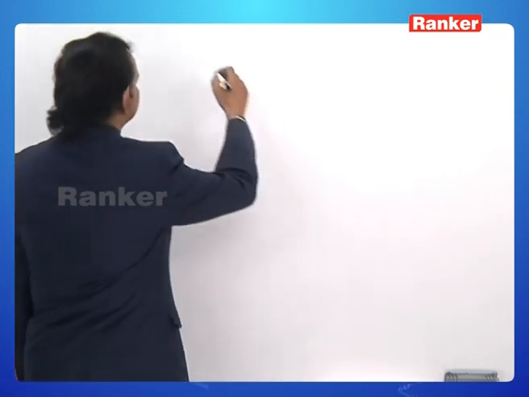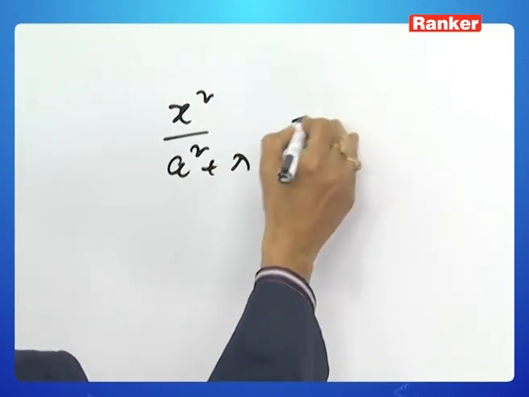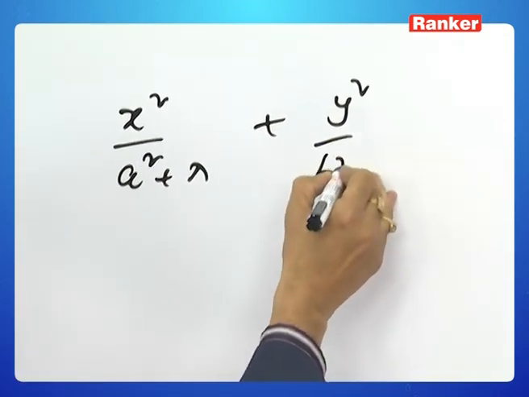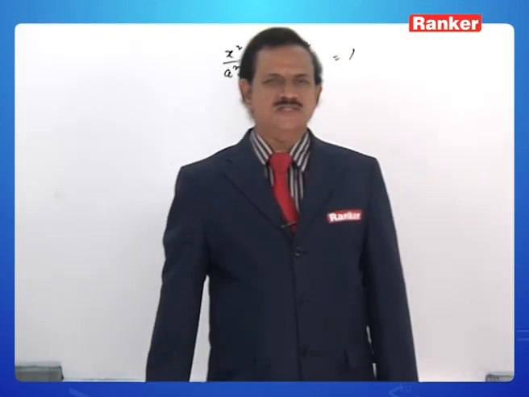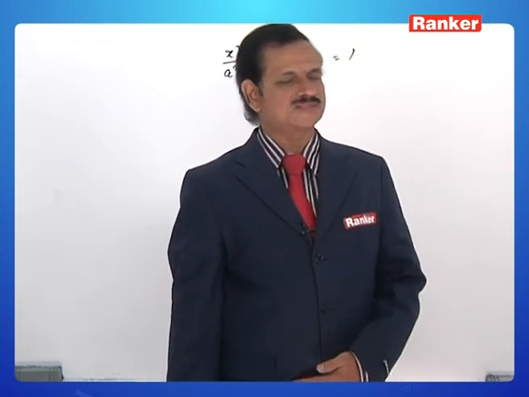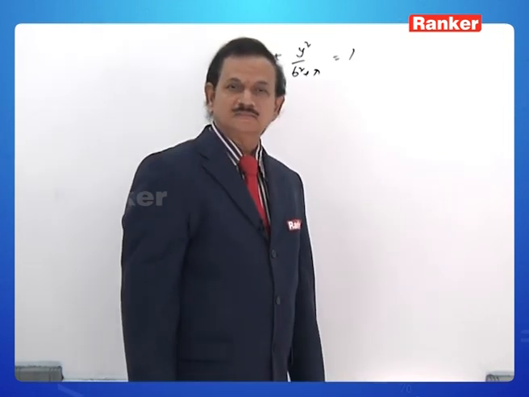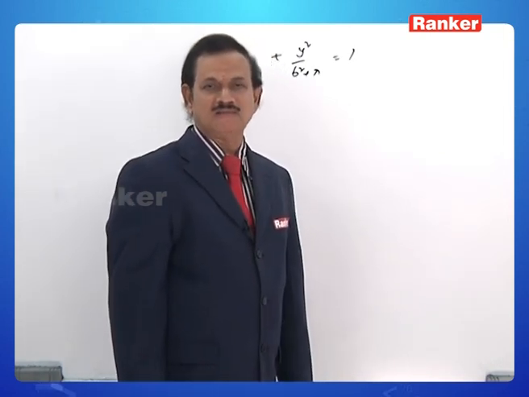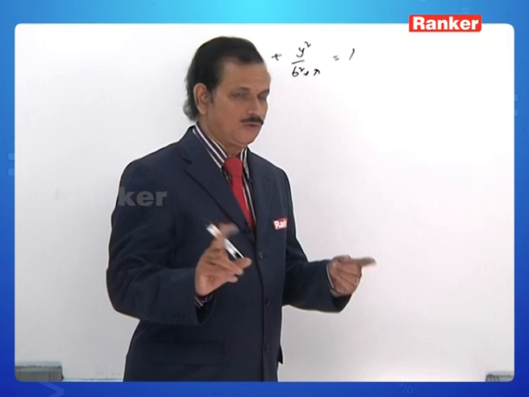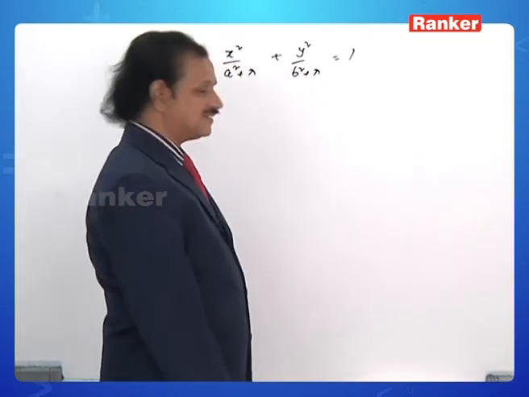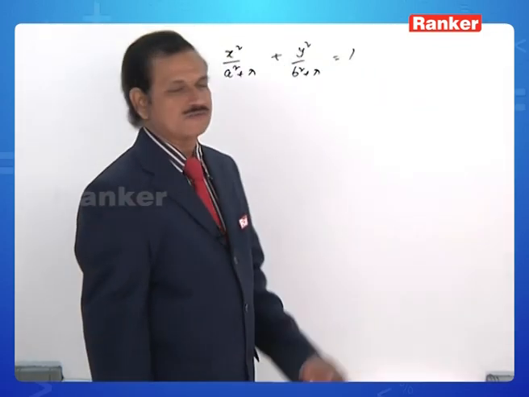Consider the equation x square by a square plus lambda plus y square by b square plus lambda is equal to 1. This represents a family of confocal conics. Here the parameter is lambda. So, if at all you want to have the differential equation whose solution is this, you are supposed to eliminate just lambda only.